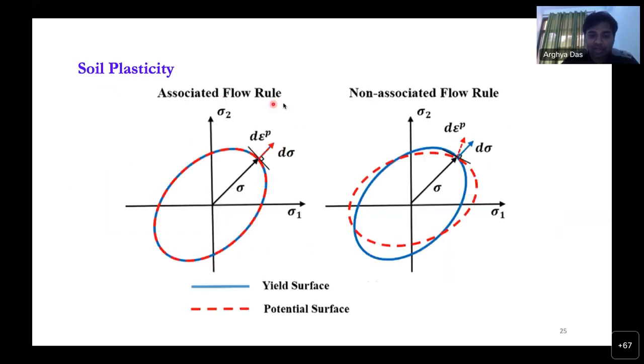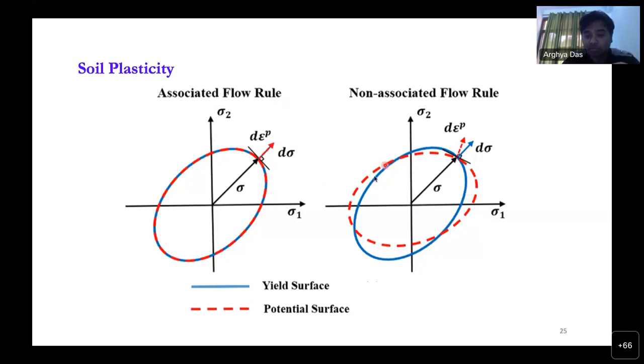When we are talking about the associated flow, then your yield surface and the plastic potentials are overlapping with each other. They are identical. And if you take a normal to the yield surface or the plastic potential, they are basically the same. So your change in the stress is similar to the change in the plastic strain. They are showing the same direction. So they are essentially the same surface, and that is associated flow.